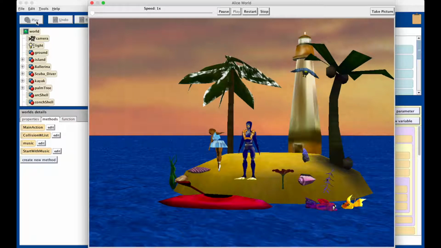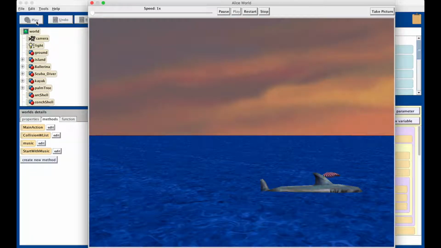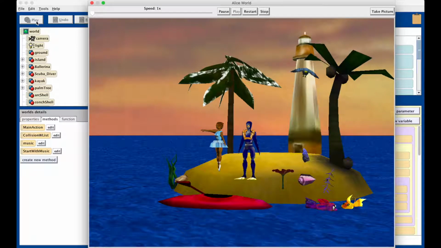The lady bends over, the shell bounces up, and the ballerina throws it to the shark, which gets hit and jumps. That took quite a bit of work. Thank you, Mom, for suggesting I do that.